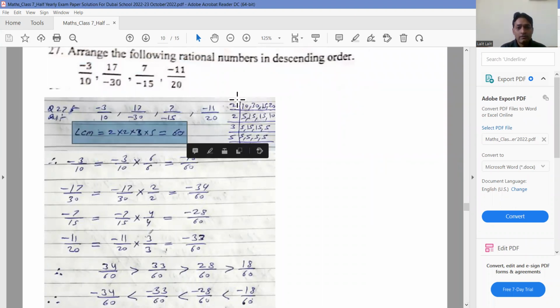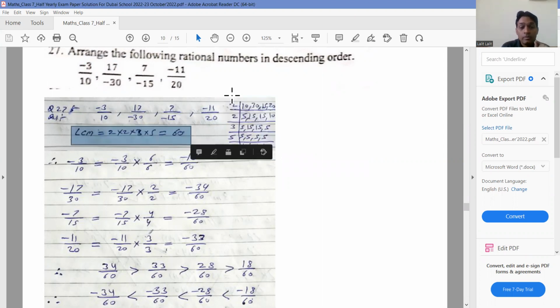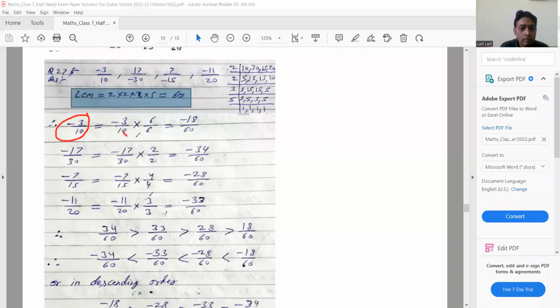Here I have taken the LCM of 10, 30 and the rest, so the LCM is 60. Now you need to make each denominator equal to 60. How will we do that? Simple. Minus 3 upon 10. What number should we multiply the denominator by to make it 60? 6, since 10 into 6 is 60. So multiply 6 in both numerator and denominator. The answer is minus 18 upon 60.